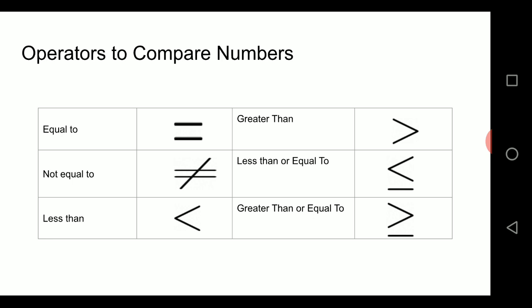Suppose you want to check two conditions at the same time: whether a number is equal to another number, or is less than the other number. If you want to test either one of them, you can use less than or equal to. Similarly, you can check a number for greater than or equal to, using the greater than or equal to operator.